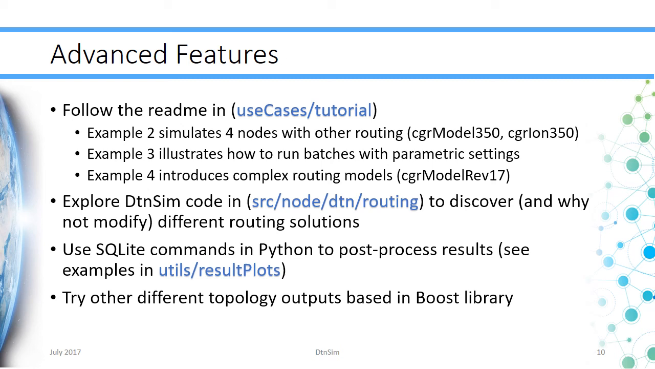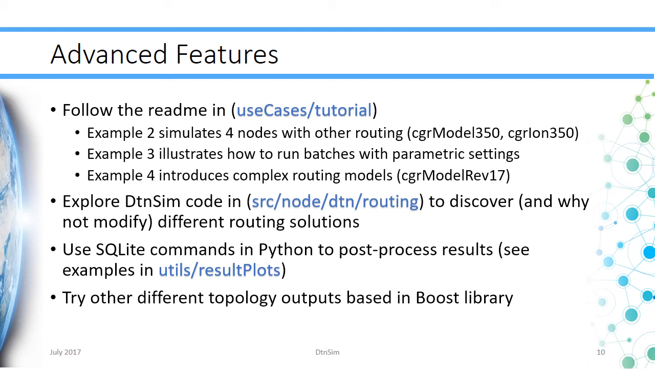Most importantly, we suggest the user to feel free to explore the DtnSim code, particularly in the source node DTN routing folder, and to discover and, why not, modify different routing solutions. This is where the most detailed description of routing solutions in space DTN can be found. Also, we suggest the user to study different SQL commands, which can be conveniently coded in Python to post-process results from complex simulation scenarios. Some examples of these post-processing tools can be found in the utils and result plot folders.